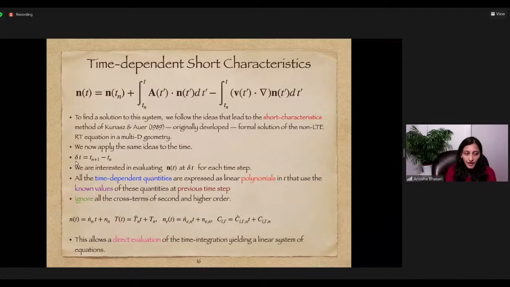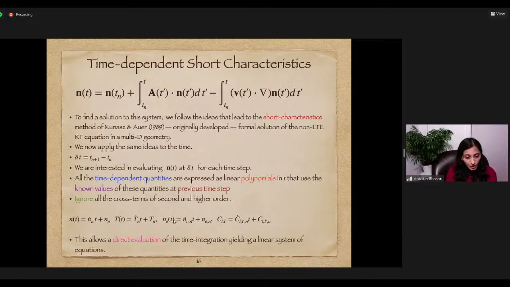So for that, first we define the time step as follows. We are interested in evaluating n of t at delta t for each time step. The main idea here is that all the time-dependent quantities are expressed as linear polynomials in t that use the known values of these quantities at the previous time step. This is exactly the idea used in the short characteristic method, where the source function was expressed in terms of polynomials in the spatial variable that use the known values of the source function at 3 or 2 grid points. And here, further, we ignore all the cross terms of second and higher order. This leads to the linear polynomial form of the population, temperature, electron density, collision rate, etc.